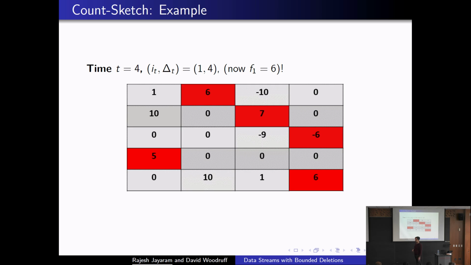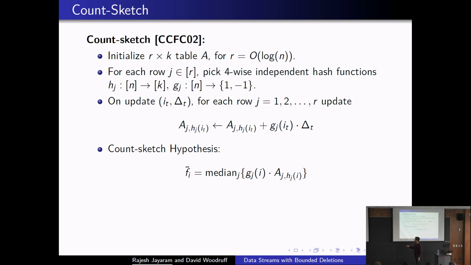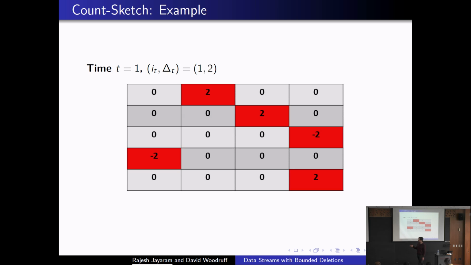So are you hashing based off of the time step in the stream, or are you hashing based off of... I'm hashing the index. I'm hashing the universe size, so the coordinates. So for every row, each coordinate goes to a unique bucket. So it has nothing to do with the time step.